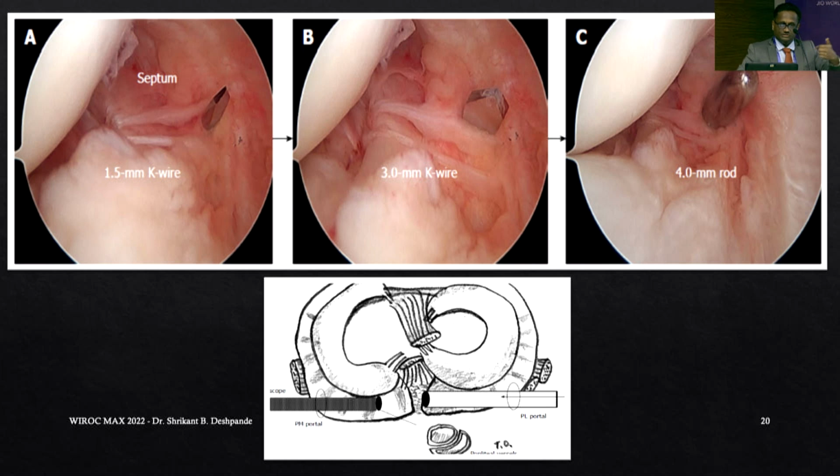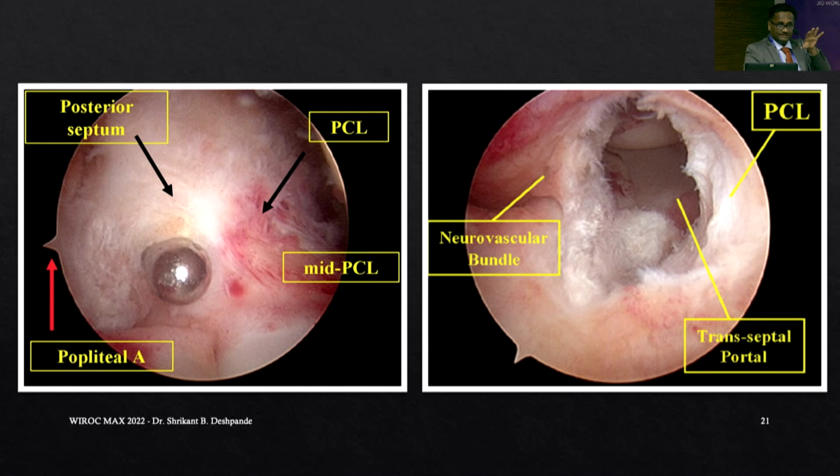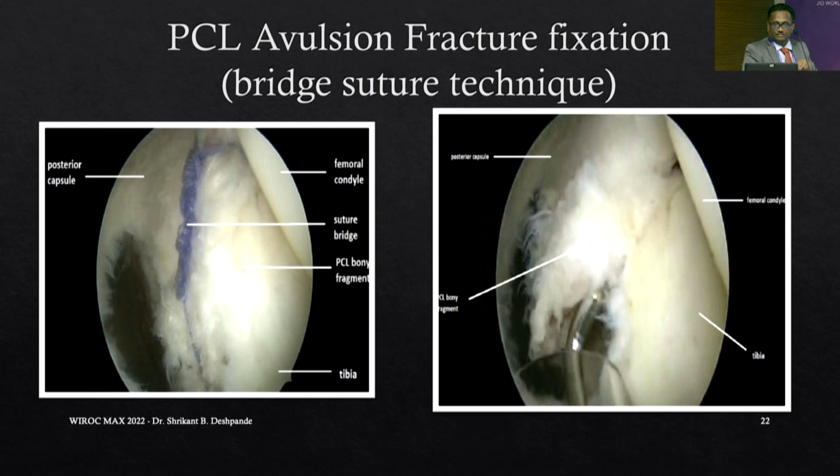So better to put the instrument from the lateral side, and the trocar tends to slide posteriorly as it is blunt. So put a K-wire and see in the sheath only, and view it from the opposite side, and then dilate it serially. And it has to be taken in the distal part, not the proximal part, because medial genicular vessels will cross in the proximal part.